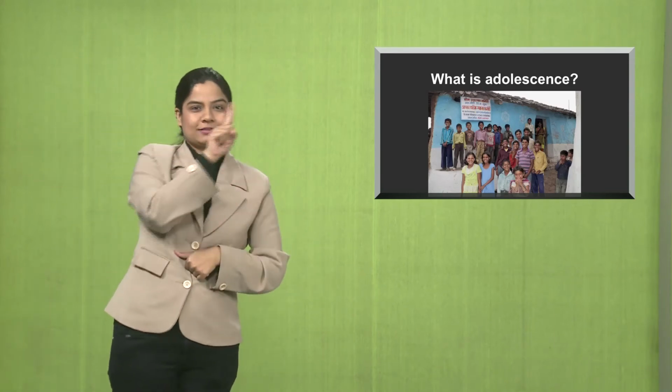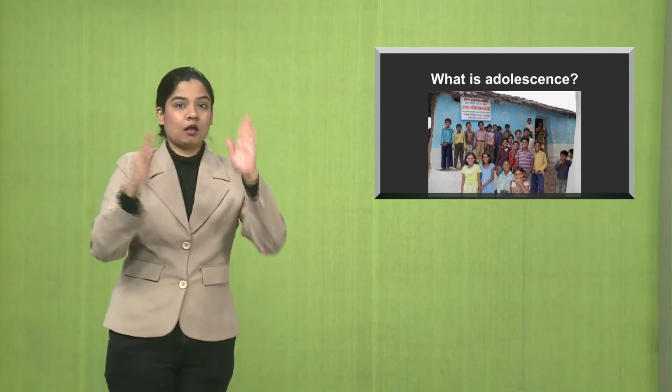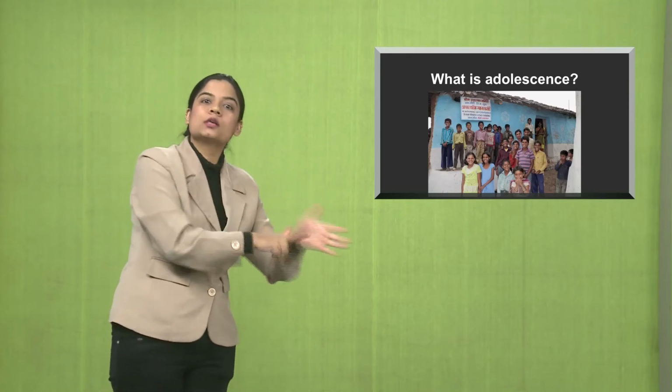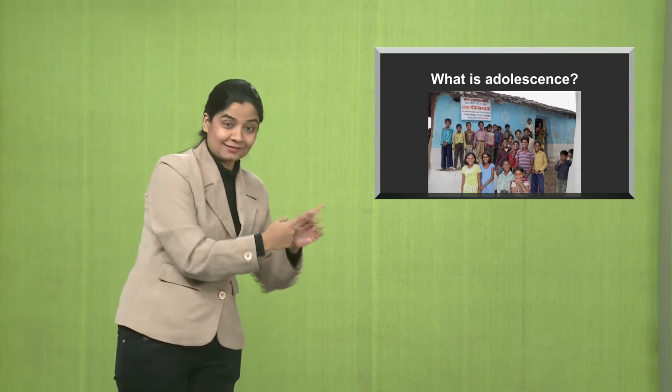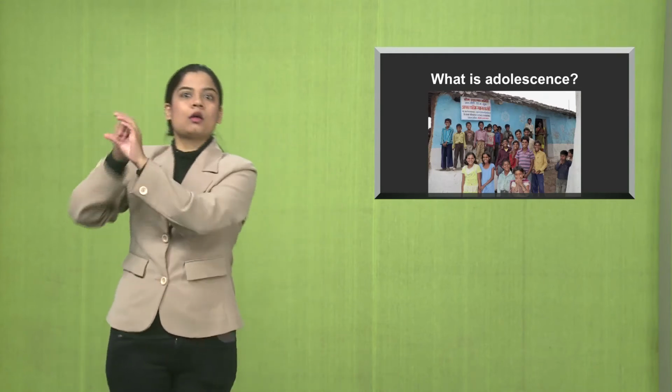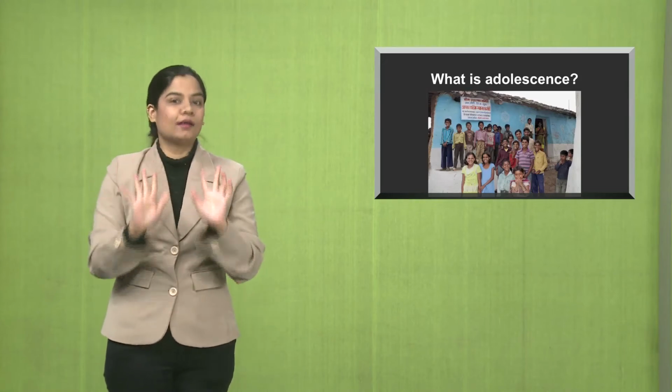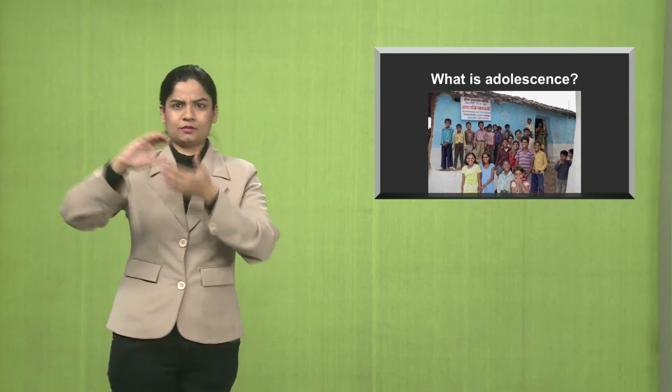But there's a group in between, the age of 11 to 18. They are neither children, nor can they be with children, nor are they adults. So that's the stage in between. That's called the adolescent stage.